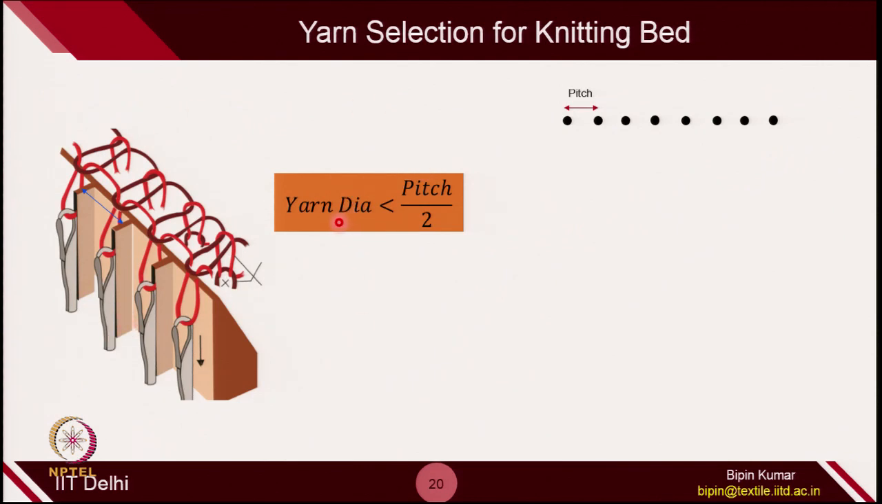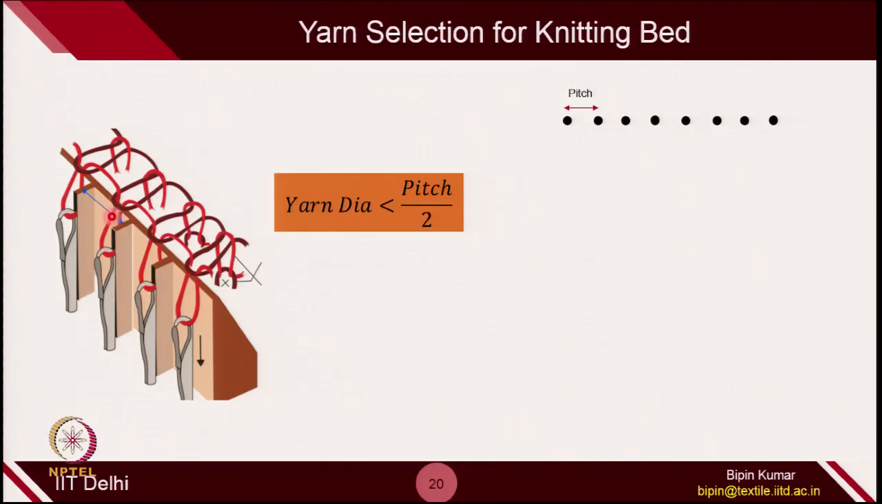So, here you have seen diameter is connected with the pitch, because you cannot have a yarn diameter more than half of the pitch. That is not physically possible, because the needle is catching at least 2 times the yarn diameter. So, that much diameter or space is there inside this trick.